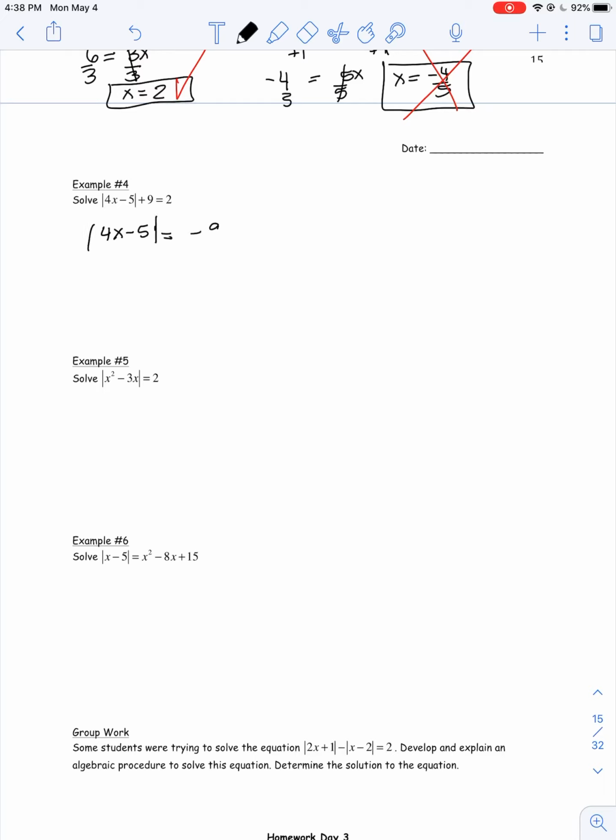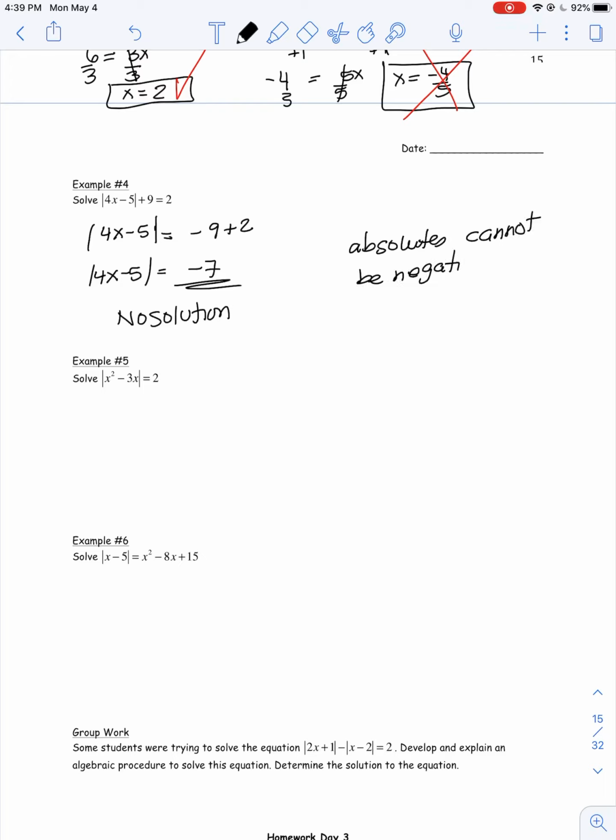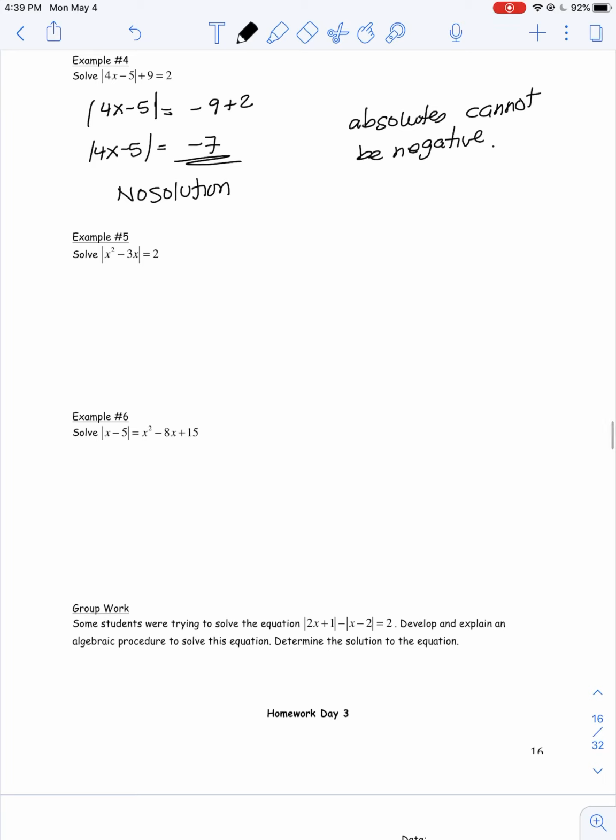Example number 4. Algebraically, if we go 4x minus 5 in absolutes, we're going to bring the 9 over first by subtracting 9. Now this does not work. There's actually no solution. The reason I knew that is because an absolute is not allowed to equal a negative value, so there is no solution. So absolutes cannot be negative. So if the entire absolute is negative 7, that doesn't exist, so there is no solution here. If we were to actually try to continue to solve, it does not exist.